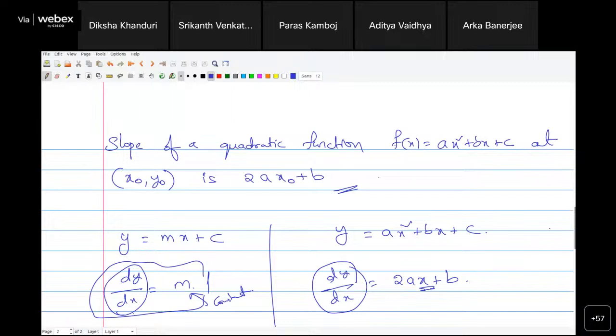If you move to week 4, you are going to see degree more than 2 also. There also the same thing. So differentiate the function, you will get the slope. You can compute the slope.